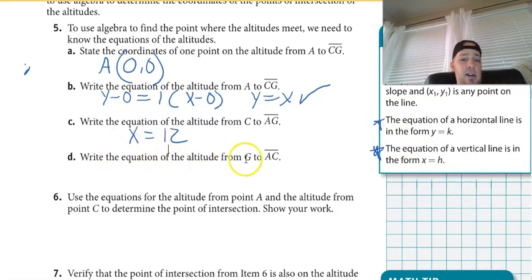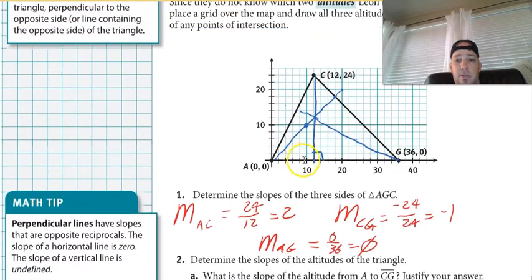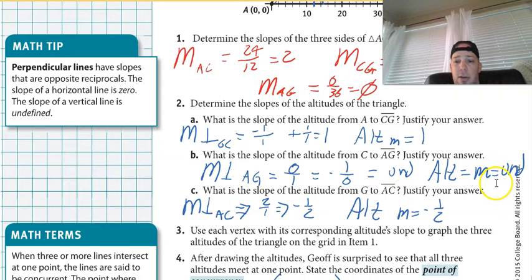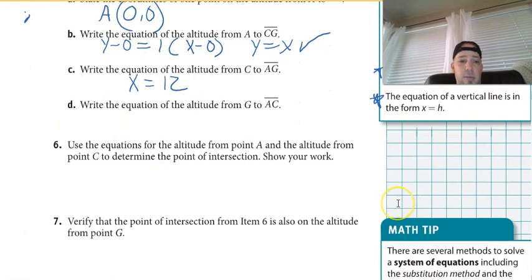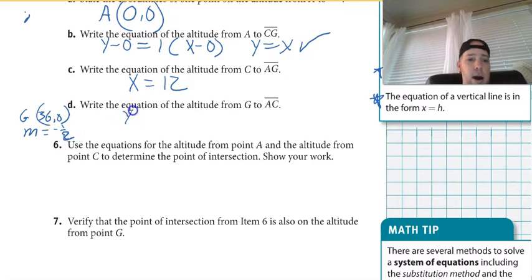All right, and write the equation of the altitude from G to AC. So we just need a point that we can use and the slope, and we can plug in point-slope form. From G here, there's definitely a point at (36, 0), and the slope was negative 1/2 that we came up with to AC. So we'll use (36, 0), and the slope of negative 1/2. So y minus y1 equals m times x minus x1. Let's plug in our pieces.